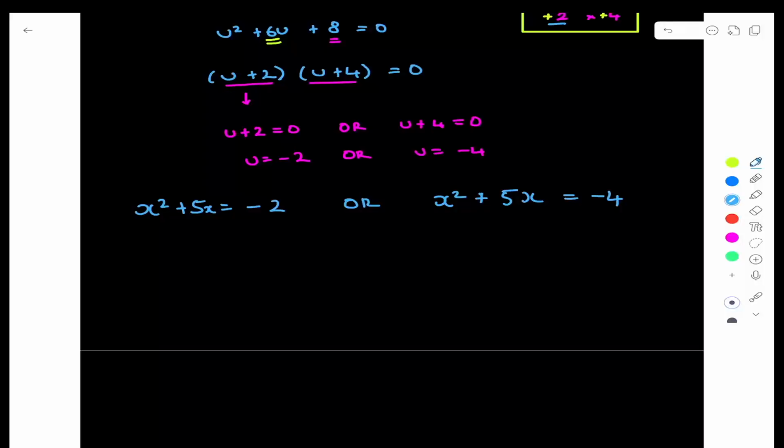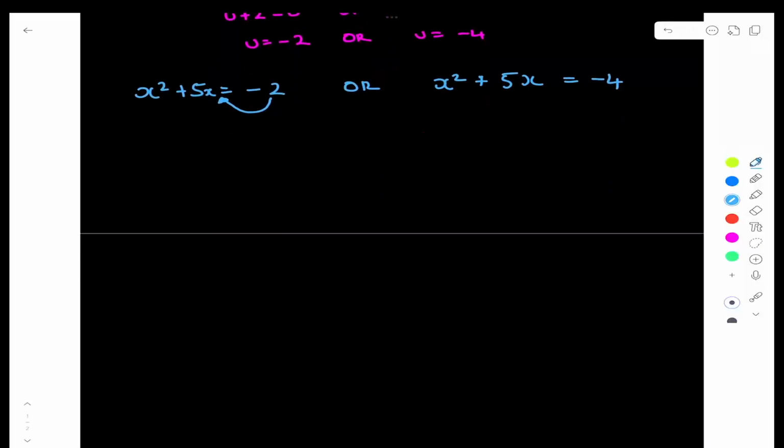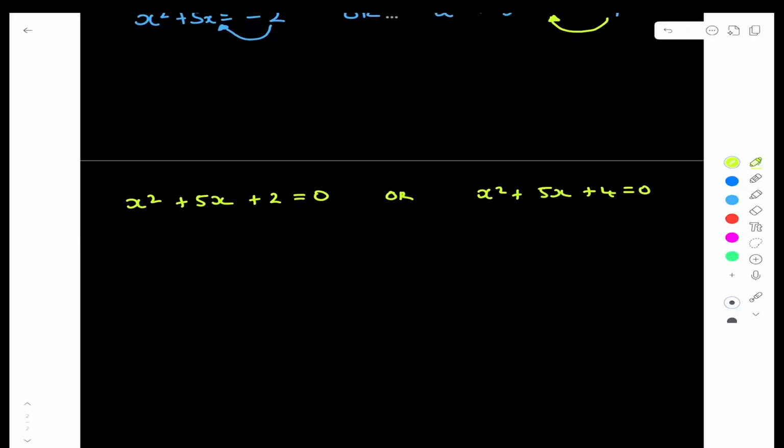So let's solve this. Again, these are quadratics, so we need to make them equal to 0. We need to bring that negative 2 to this side, so we would have x squared plus 5x plus 2 equals 0. Or we're going to bring that 4 to that side: x squared plus 5x plus 4 equals 0.